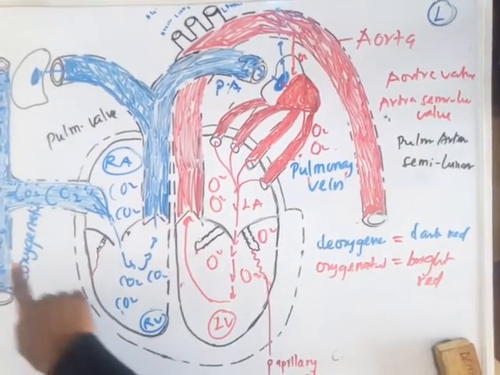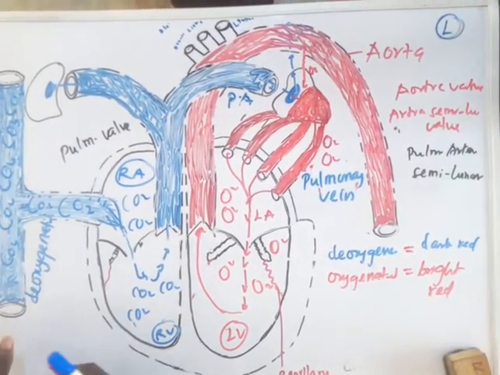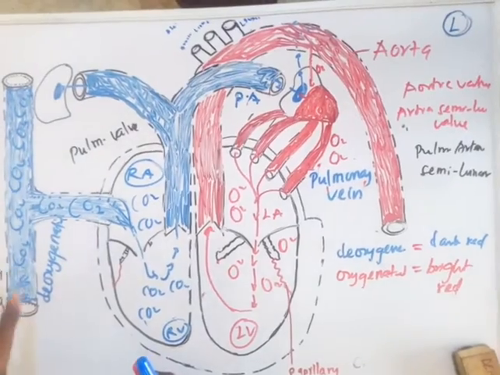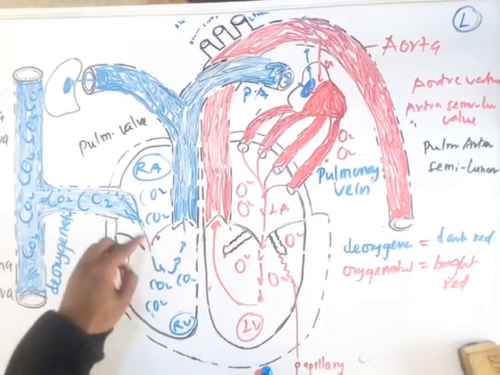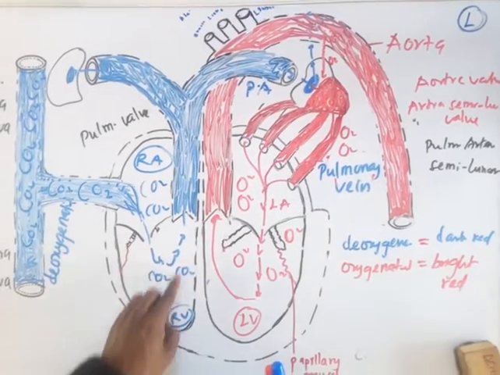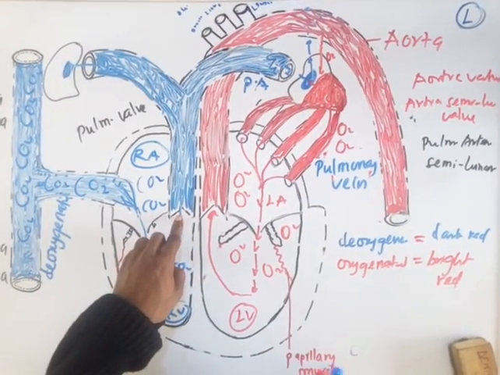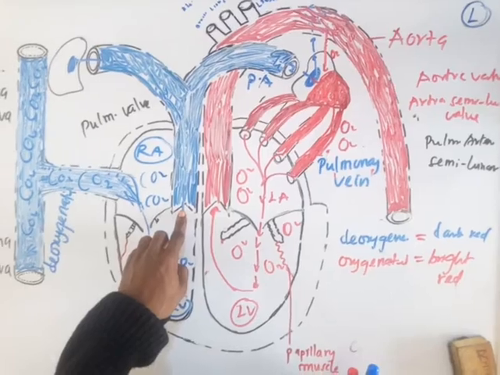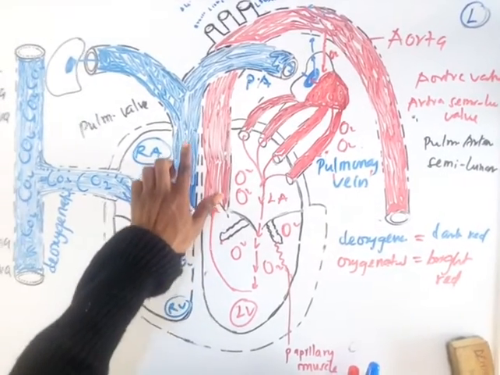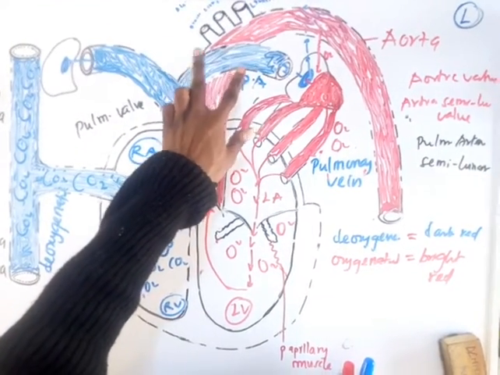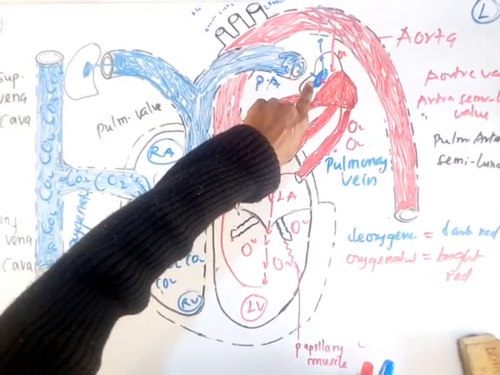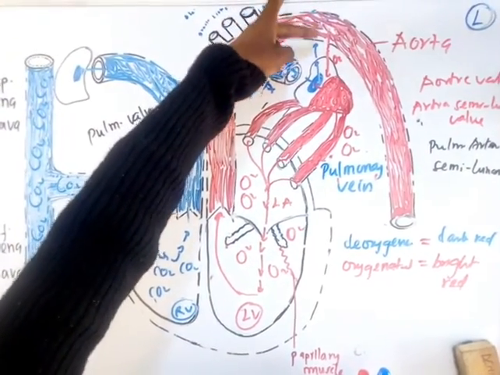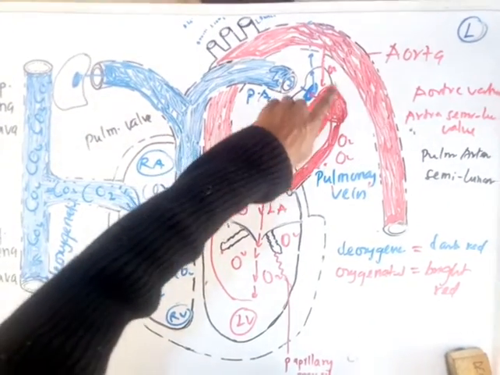In terms of CO2, the inferior vena cava and superior vena cava bring deoxygenated blood to the right atrium. The right atrium, with the help of this valve, sends it to the right ventricle. The right ventricle, with the help of this valve, the pulmonary semilunar valve or the pulmonary valve, sends it into the pulmonary artery. The pulmonary artery goes to the lungs, where gaseous exchange takes place, the CO2 is removed, and oxygen comes in, making the blood oxygenated.